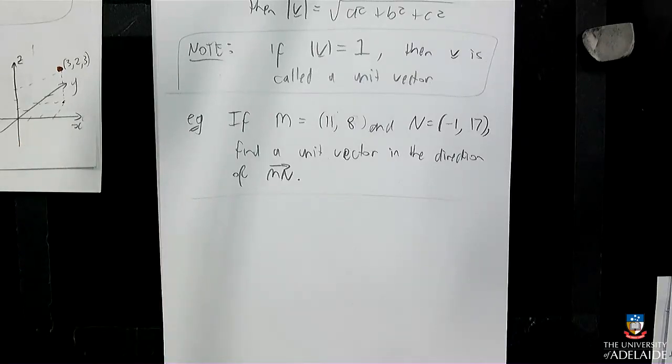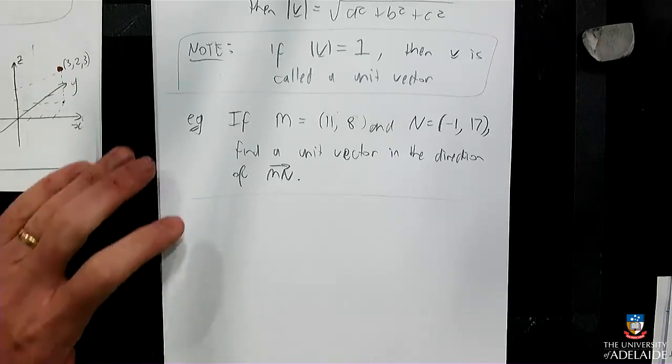And if I multiply it by a half, it'll be half as long. And if I multiply it by a third, it'll be a third as long. So if I can multiply it by the right fraction, I should be able to make it the length 1. Okay, so let's see.